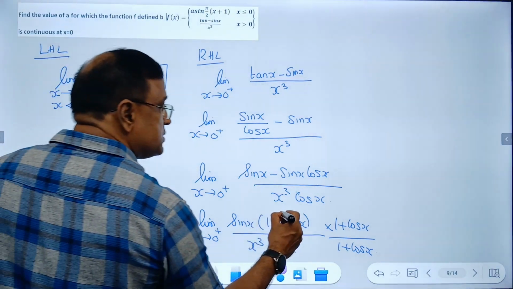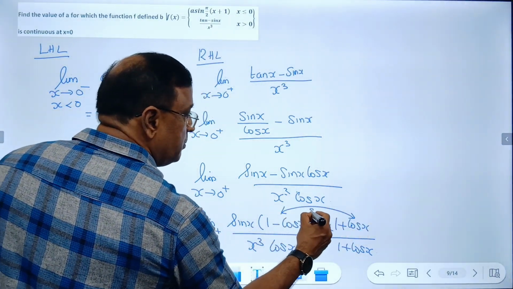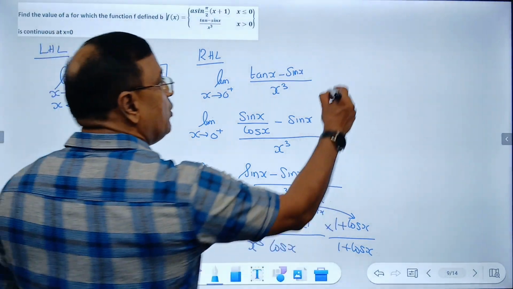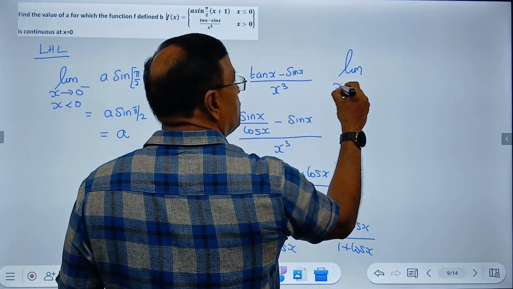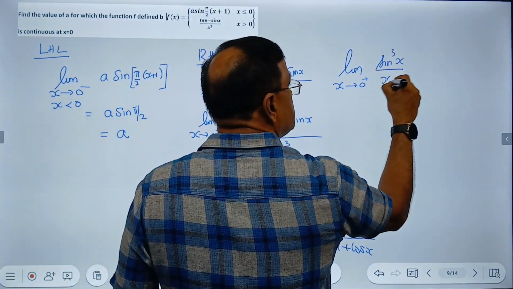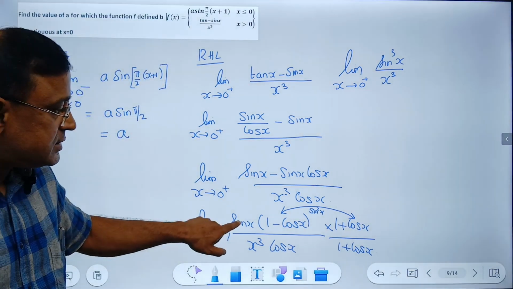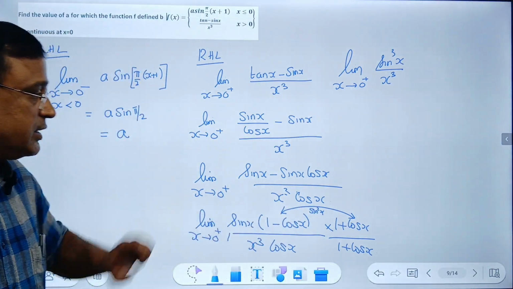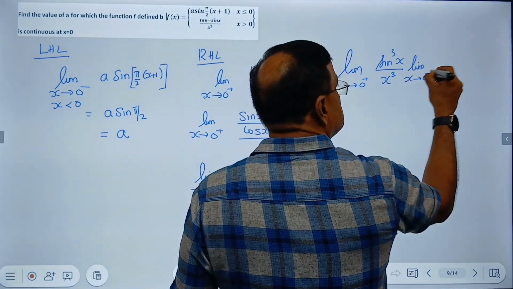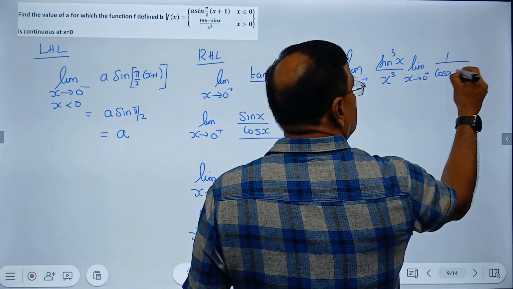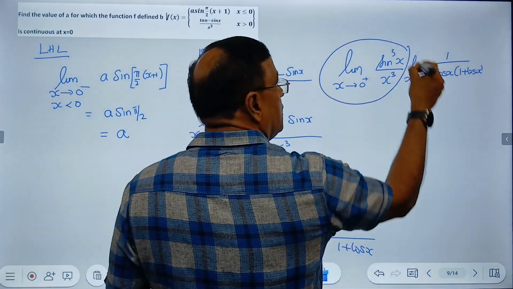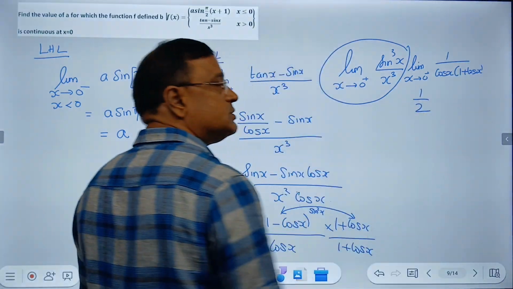So now what is 1 minus cos x into 1 plus cos x? It will be sin square x, correct? So already you have a sin x here. Sin x into sin square x will be, limit x approaches 0 plus, sin cube x divided by x cube. What are the remaining things? Limit x approaches 0 plus, 1 by cos x into 1 plus cos x. Correct? And obviously this is 1. Cos 0 is 1, so I get the right hand limit is half.